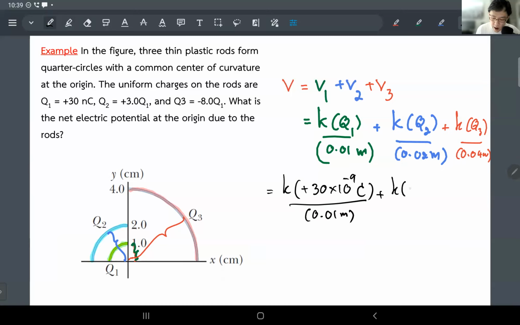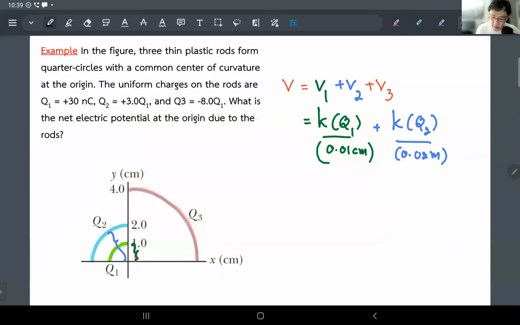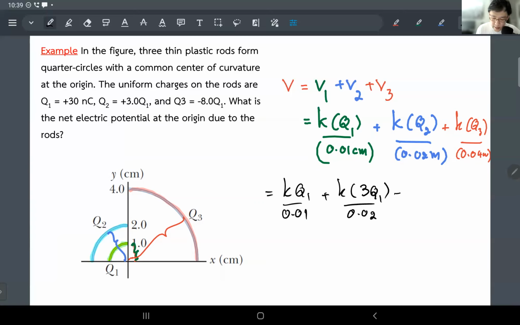K, Q2 is still positive, so put 3 times the Q1. Actually, I'm supposed to substitute the numbers at the end, because this is going to be too many numbers here. So let me redo it one more time, guys, just to save some space. There you go. It's going to be equal to K Q1 over 0.01, let me omit the unit here, plus K Q2, which is 3 Q1, over 0.02, plus K times negative 8 Q1 over 0.4. That's it, guys. And then you just work out all those numbers and you are done. Okay, cool. Not too bad.